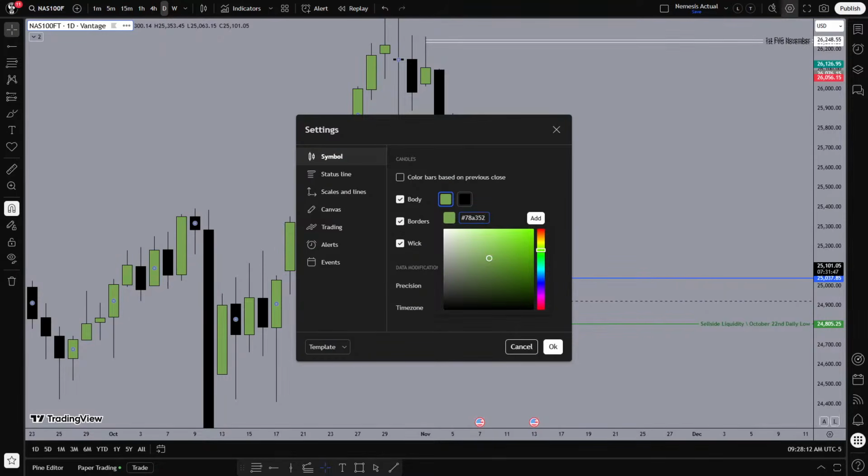Here's the chart colors, whoever asked. Next.